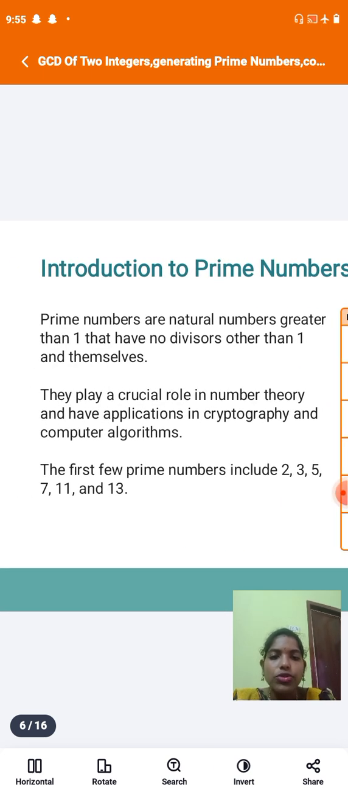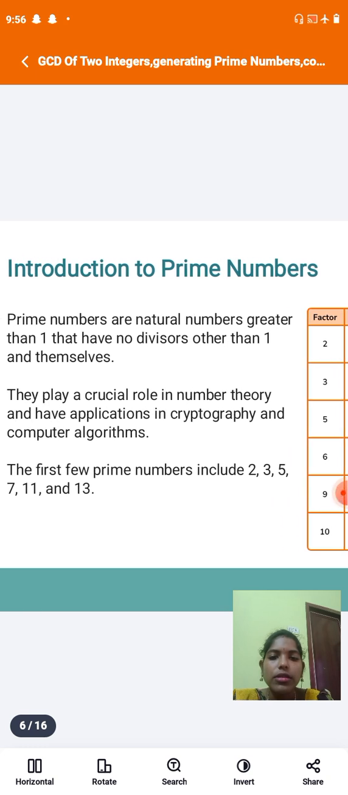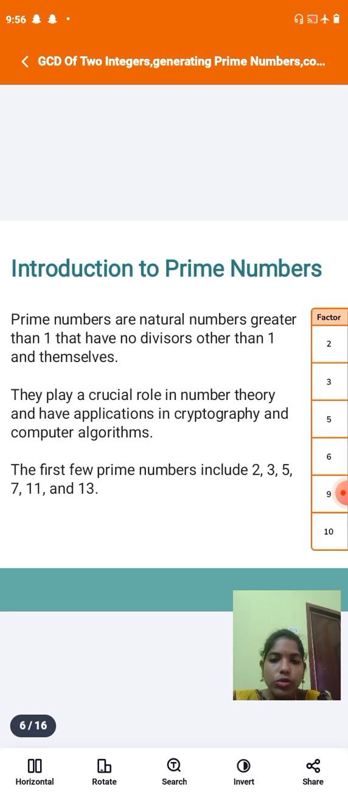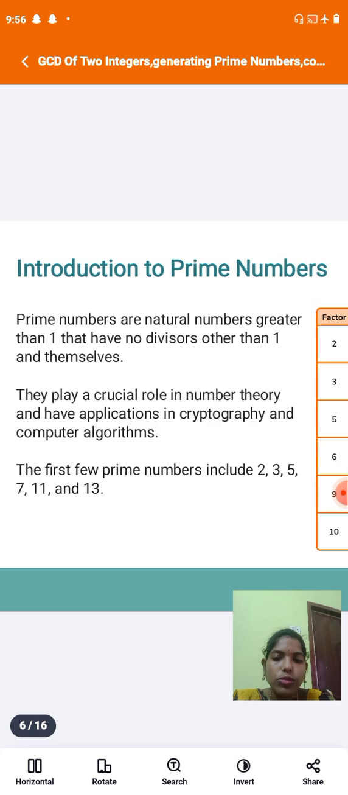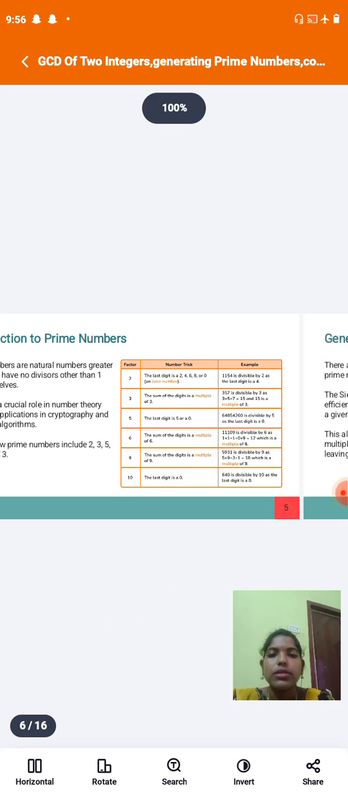Prime numbers play a crucial role in number theory. They are widely applied in cryptography and computer algorithms, for example in checking divisibility by 5 or by 2 for even numbers. The first few prime numbers include 2, 3, 5, 7, 11 and 13. So these are the prime numbers.